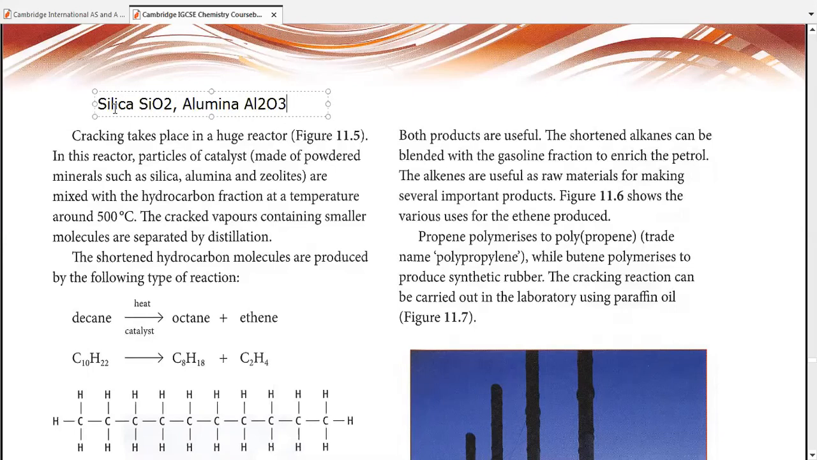Short and hydrocarbon molecules are produced from this reaction. When you see this reaction, you will find it very easy. Decane, with the presence of heat up to 500 degrees centigrade, and a catalyst, a mixture of silica, alumina, and zeolites, is converted into octane and ethene. Take a look. Decane, as the name suggests, is C10H22, an alkane, which is converted into octane, as the name suggests, also an alkane, C8H18. But ethene, as the name suggests, is not an alkane. It's an alkene with the formula C2H4.